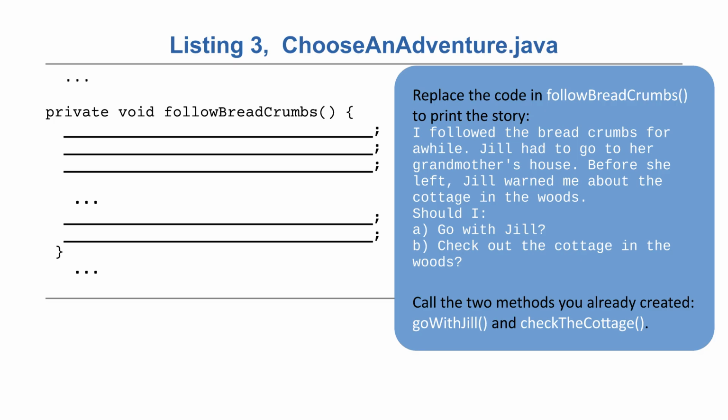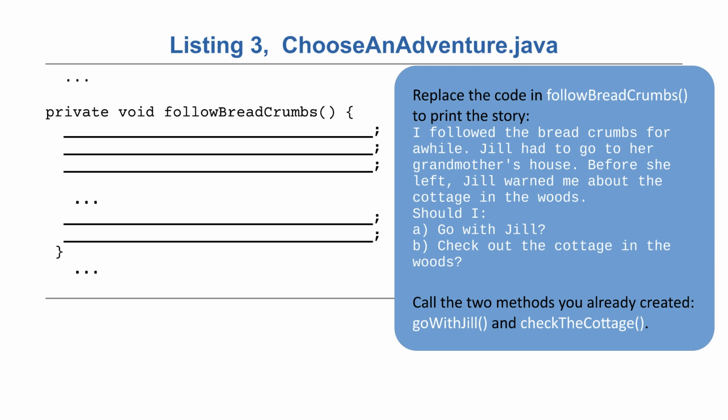I followed the breadcrumbs for a while. Jill had to go to her grandmother's house. Before she left, Jill warned me about the cottage in the woods. Should I A. Go with Jill? B. Check out the cottage in the woods? Call the 2 methods you already created, Go with Jill, and check the cottage.